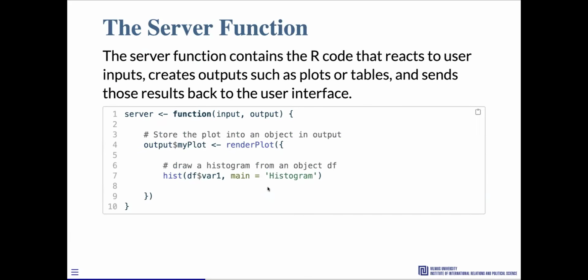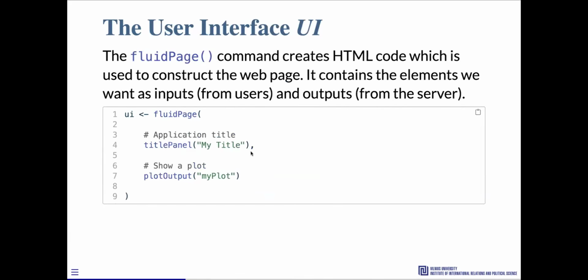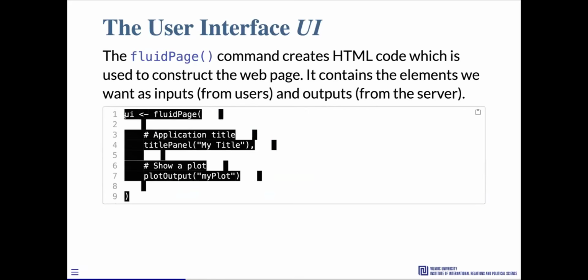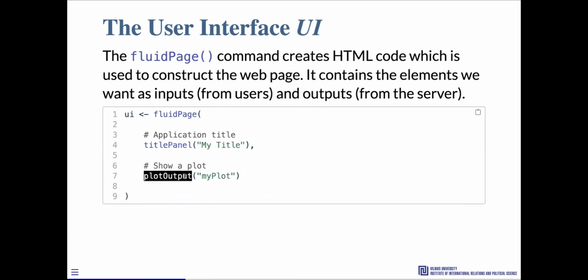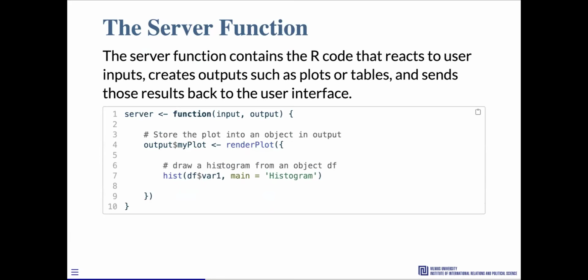Now, the server function is the one that actually has our code. If we go here, in this fluid page, we're not going to have anything like ggplot or histogram or any of this type of code. We're just going to call the objects that are going to create them. And these objects that are going to create these outputs are going to be defined in server. So let's go to server.